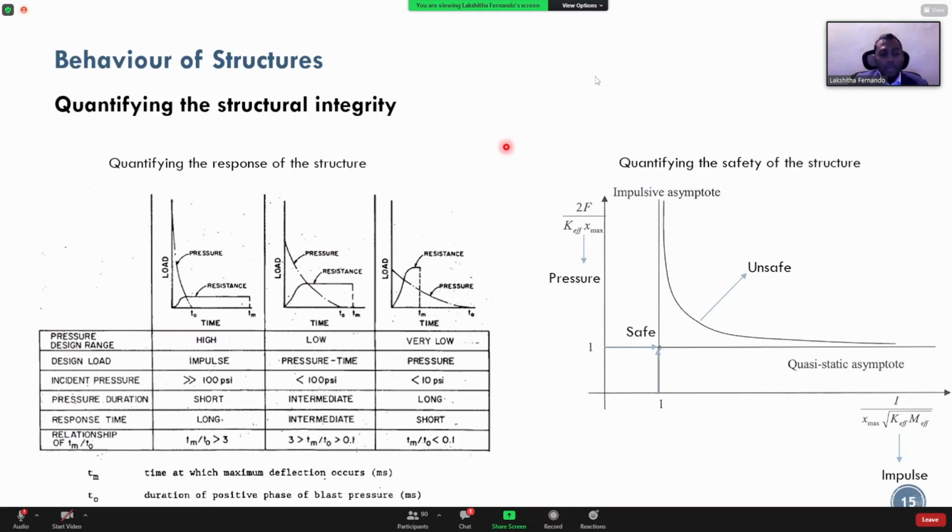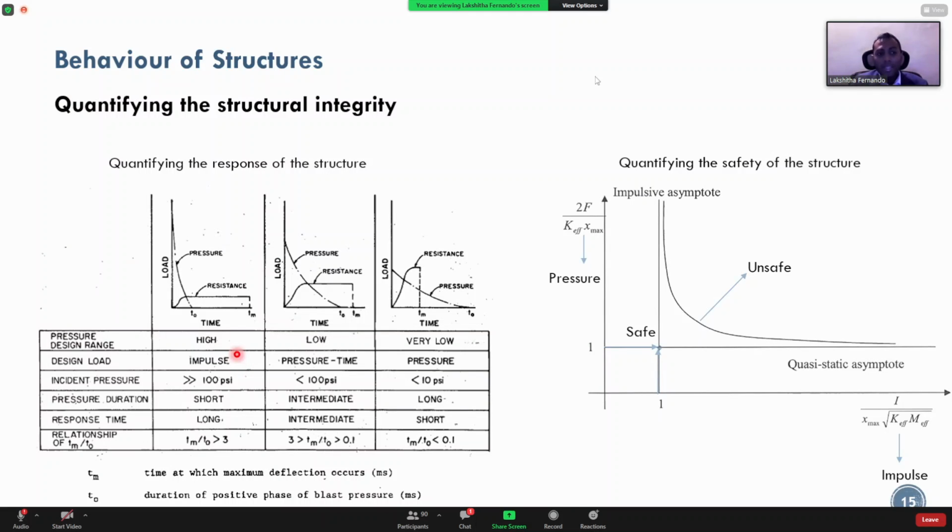And then we also need to be able to quantify the structural integrity. Now there's a couple of technical ideas that I'm presenting here in this slide. On the left-hand side is quantifying the response of the structure. Now your pressure range can vary from high to very low. As I told you, closer to the blast source, you have a high pressure. As you move away from the blast source, your pressure reduces. So in the region closer to the blast source, the pressure is high, and the governing factor for design is generally the impulse, because we call it an impulsive load.